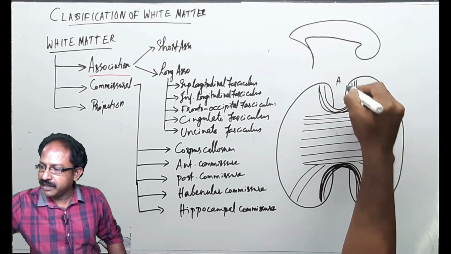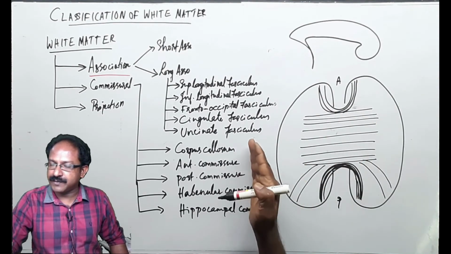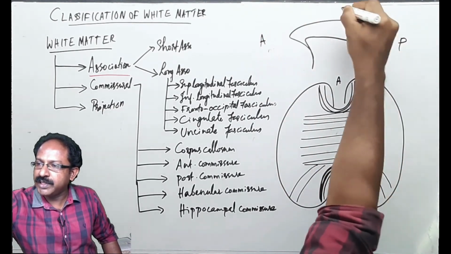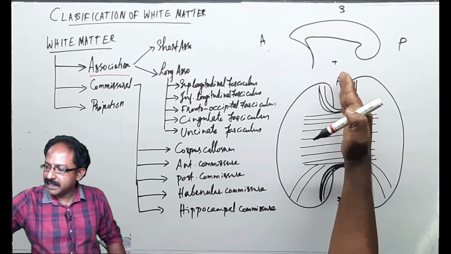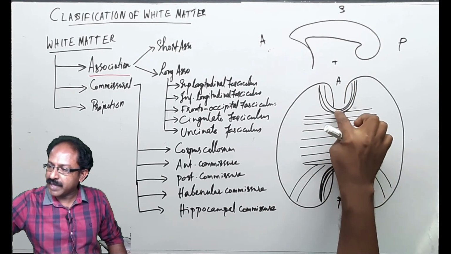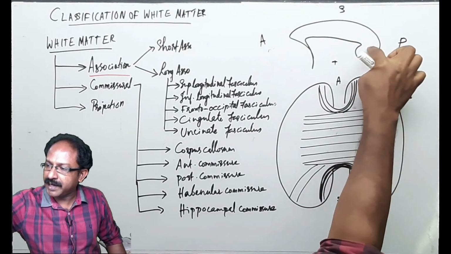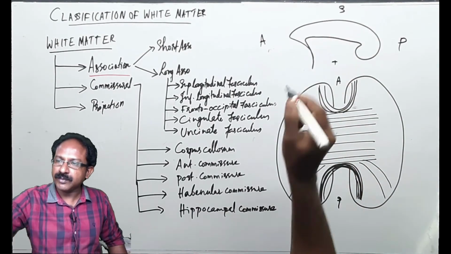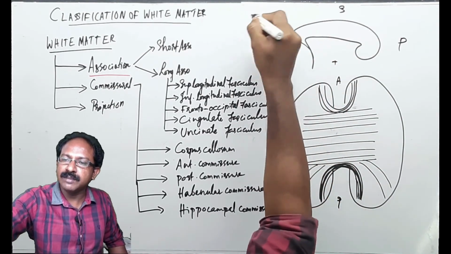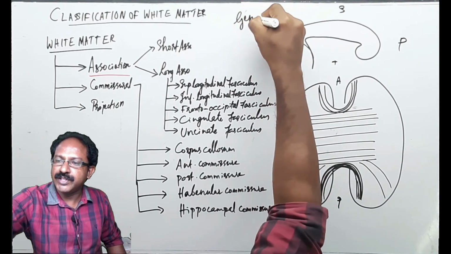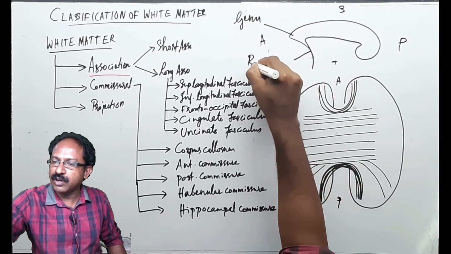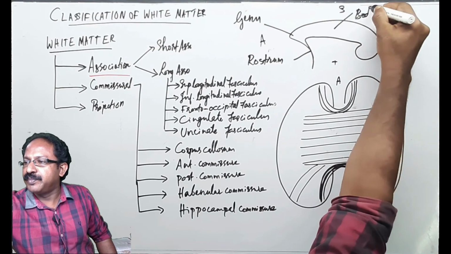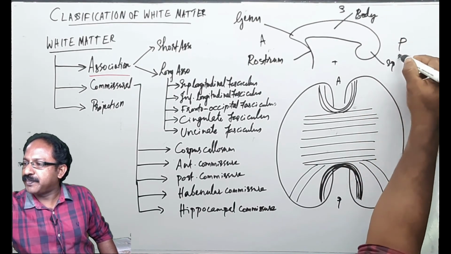So this is anterior, posterior, this is right and left. Now in this diagram, the orientation is anterior, posterior, superior and inferior. That is a section of this part of the corpus callosum. The anterior is here, the posterior part is here. This region of the corpus callosum is named the genu. This thin part is named the rostrum, this is the body, and that is the splenium.